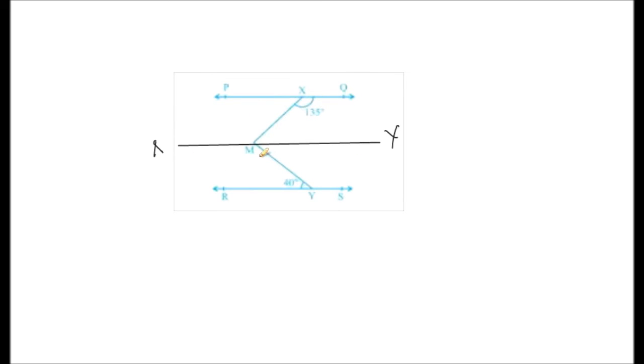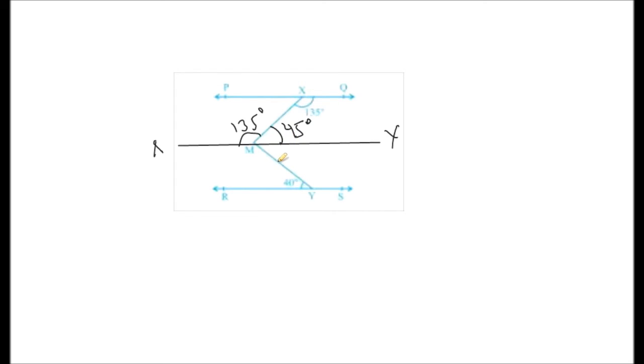If this angle is 135 degrees, then this angle is equal to this angle. We have already seen this condition. This angle will be equal to 135 degrees. If this angle is 135 degrees, what will this angle be? These two angles form a straight angle. So 135 plus how much? This is 45 degrees. If you add 135 plus 45, you will get 180 degrees. This is how we find this angle.